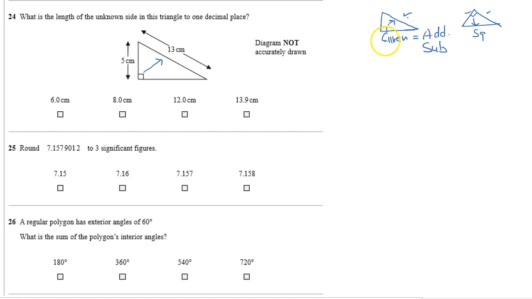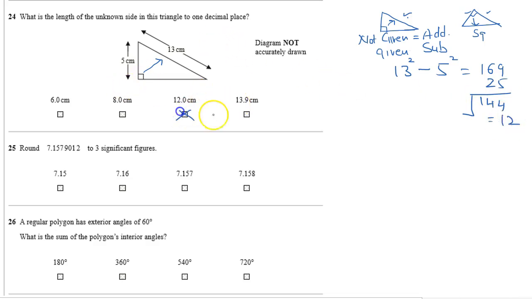If you have to find this side, you subtract, when the longest side is given. Now it is given, so you subtract: the longest side squared minus the given side squared. But don't subtract directly, you square first. So 13 squared is 169 and this is 25. So that is 144, and find the root of it. So that will be 12 centimeters.